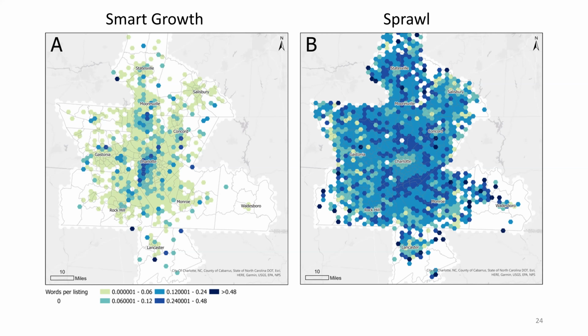So here we see smart growth words are concentrated in the center city, of course, along a linear corridor south, which is along the light rail line. And then some of those new urbanist neighborhoods up near Mooresville in the north of the county. And then the sprawling words are, well, sprawling. They're pretty much everywhere, but particularly, well, in the suburbs. Okay, so next slide.